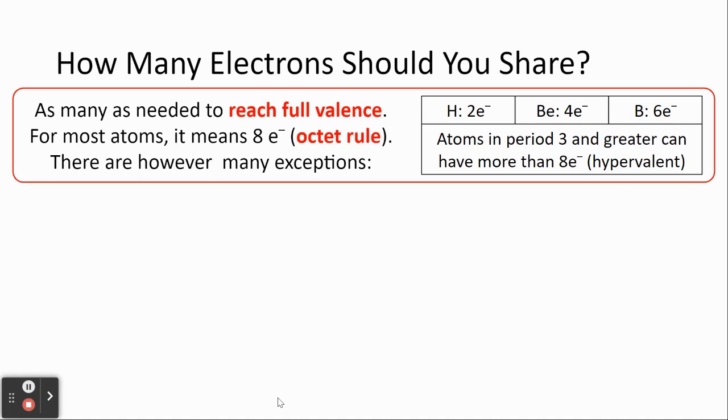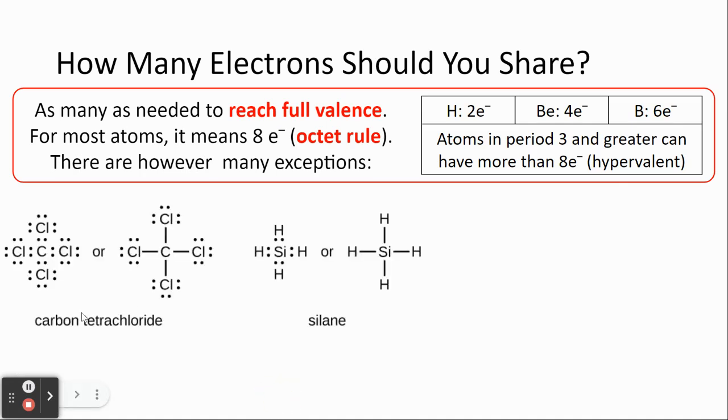So let's look at some examples. If we have carbon tetrachloride, it contains 1 carbon and 4 chlorines. Each carbon has 4 valence electrons, and each chlorine has 7 valence electrons, and there are 4 chlorines. So our formula is CCl4. That gives us a total of 32 valence electrons.